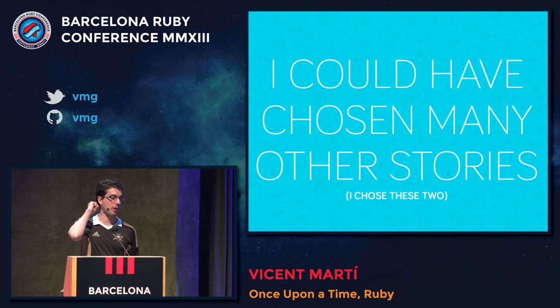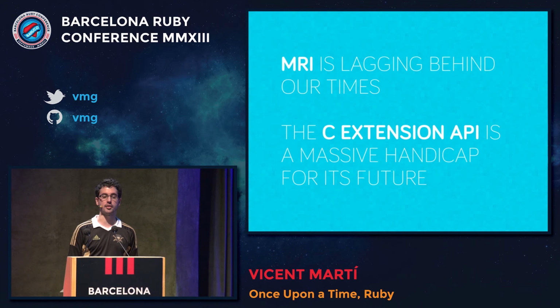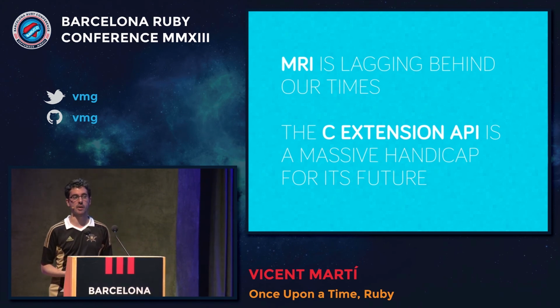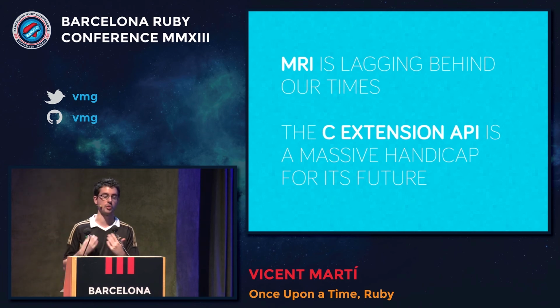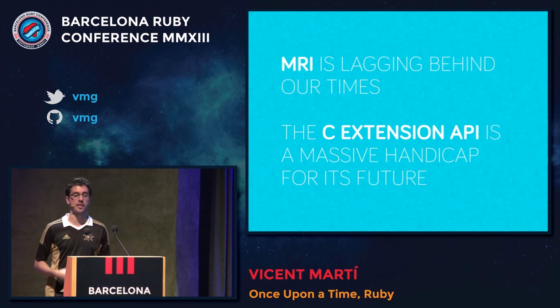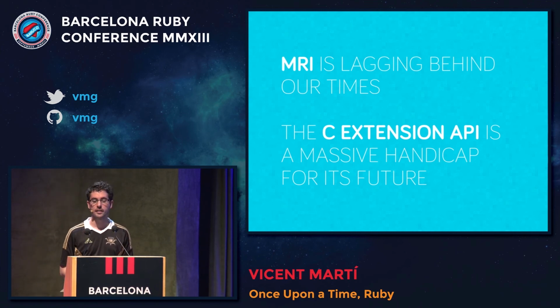But when it comes to MRI, the big issue we've always faced is that it's starting to lag behind our times. Especially the C extension API in MRI is a massive handicap when it comes to bringing the virtual machine into the 21st century. It's a huge handicap that shows in every single thing that changes in MRI. Like the new incremental garbage collector is severely handicapped by the way the C extension API is designed.